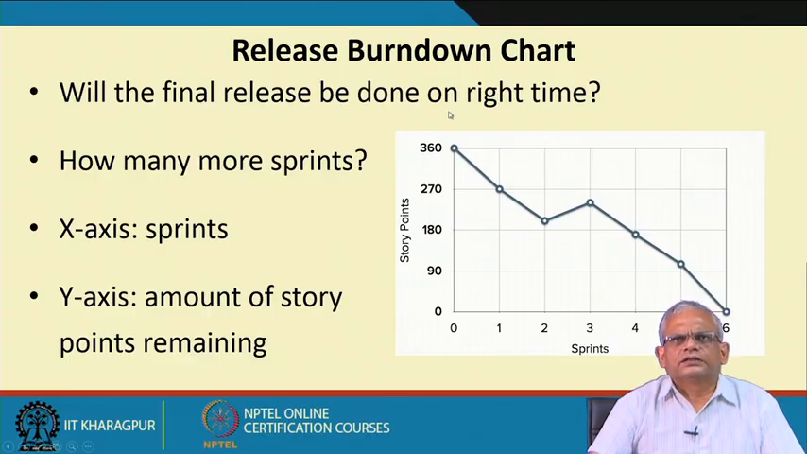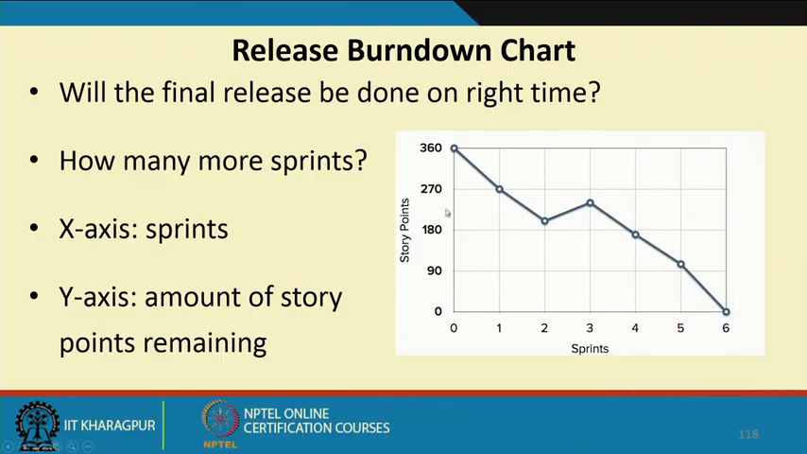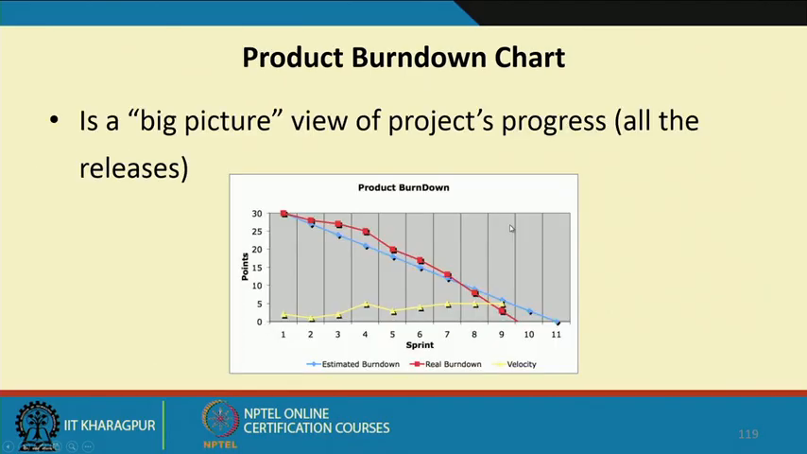This is the release burn down chart. Each release might consist of several sprints, and during a release several story points are implemented. Basically, it represents how many more sprints are required before all the required story points for the release are implemented. The product burn down chart gives the big overall picture. This is for completion of the project, how many sprints have been completed and how many are likely to be required.